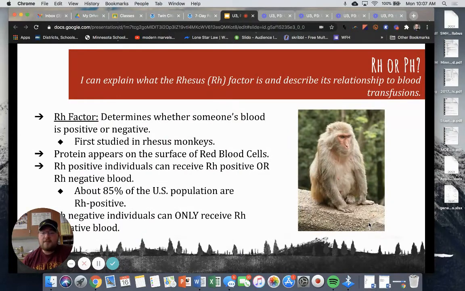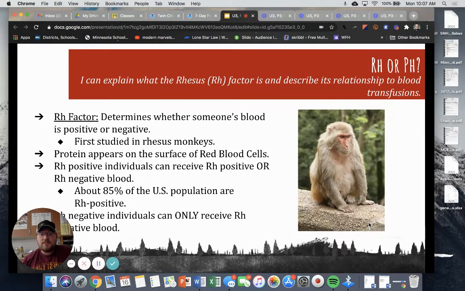So we're going to put this all together here real quick and talk about positives versus negatives. Some of you have probably heard me say that I'm an A positive blood type, and you're probably wondering, where's that positive coming from? That's called the Rh factor. Okay, the Rh factor determines whether someone's blood is positive or negative.